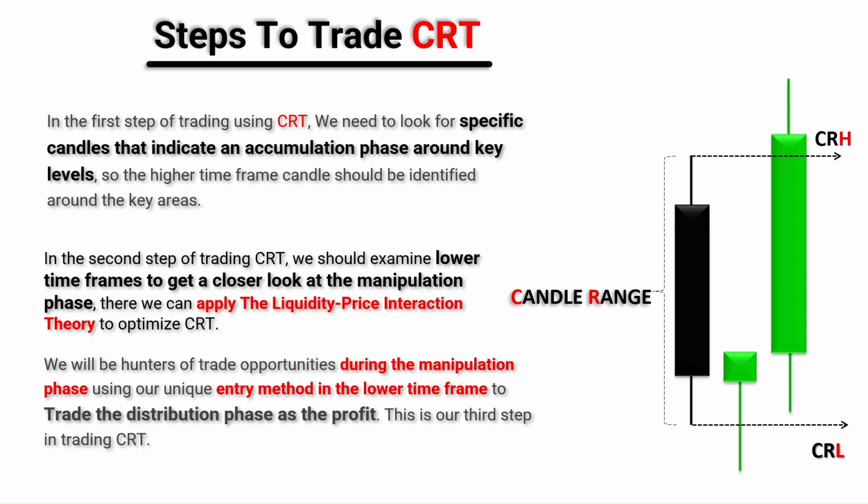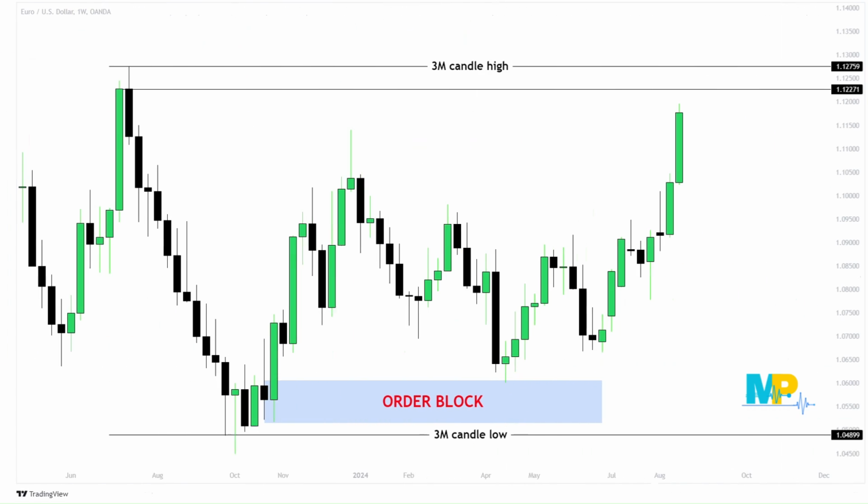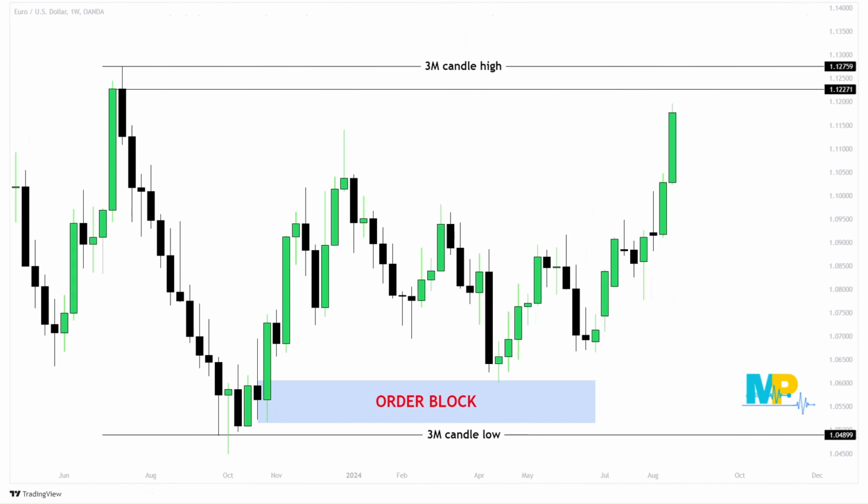Previously, we have discussed how to identify the best candle range for safe trading. Now, let's focus on how to manage and execute trades within the safe candle range. As the second step of trading CRT, we should examine lower time frames to get a closer look at the manipulation phase. There, we can apply the liquidity price interaction theory to optimize CRT. Our entry will appear at this phase in the form of an order block.